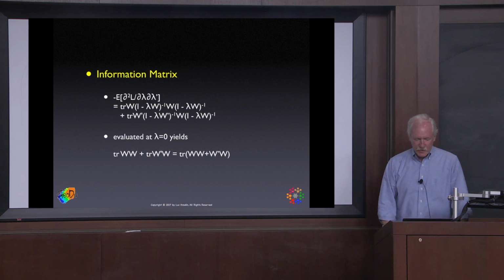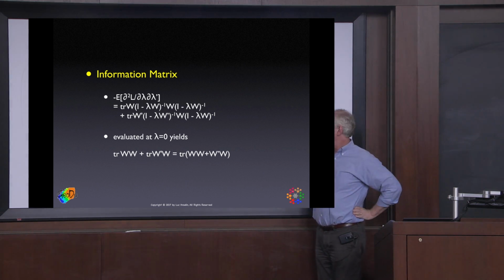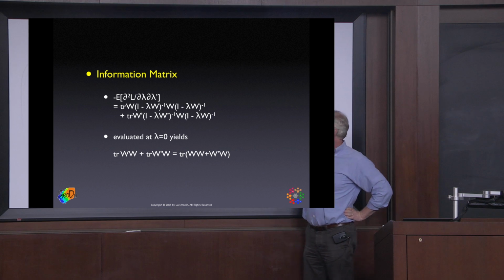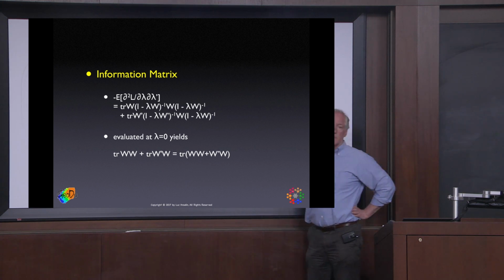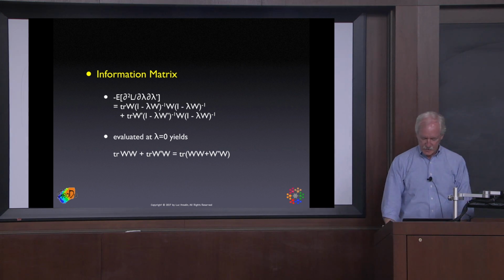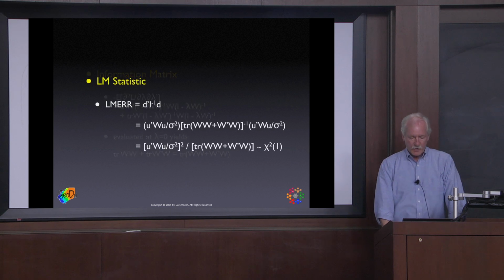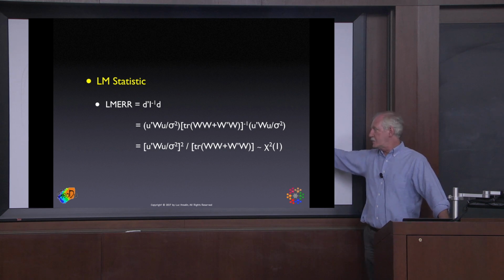Okay, information matrix, again, just to have fun, lots of inverses and lots of complicated things. So we set lambda to 0 in the first term, so that is the identity matrix, so that's the trace of WW. And the second one is the trace of W prime W. So again, it starts off being very complicated. It ends up being very simple. And so then we just apply the formula, if you wish, and this is our Lagrange multiplier test.